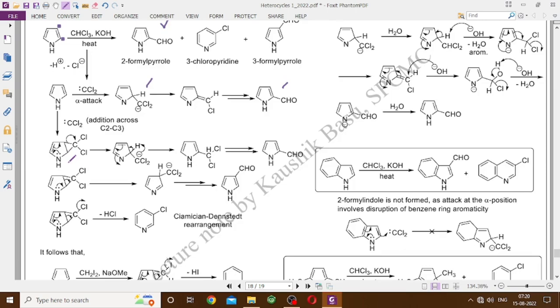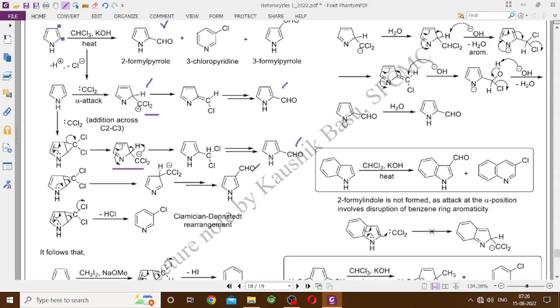When that happens, this three-membered ring will eventually collapse. There are three ways you can collapse it. One way is this one, where you eventually end up with the same intermediate that you have had here, that will undoubtedly lead to the 2-formyl pyrrole. If you choose to collapse it in this way, all the time this nitrogen is assisting the collapse. So if you are breaking off this bond, you are getting 2-formyl pyrrole. If you are breaking off this bond, then you are getting 3-formyl pyrrole.